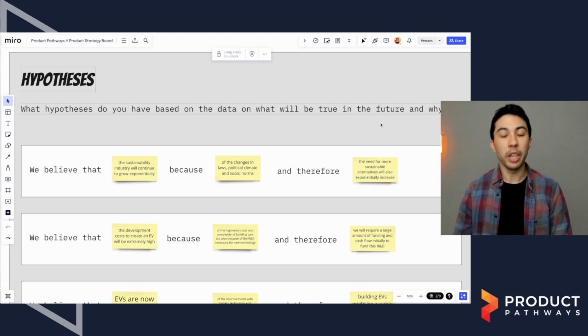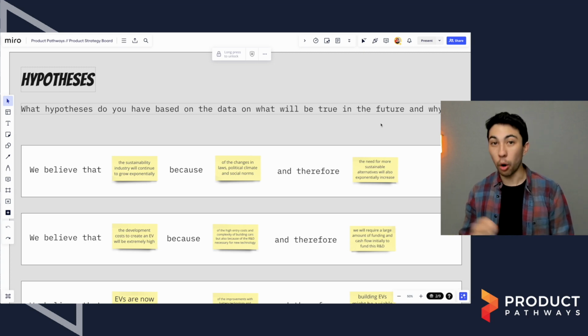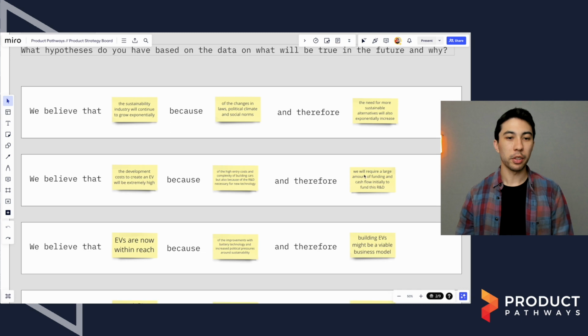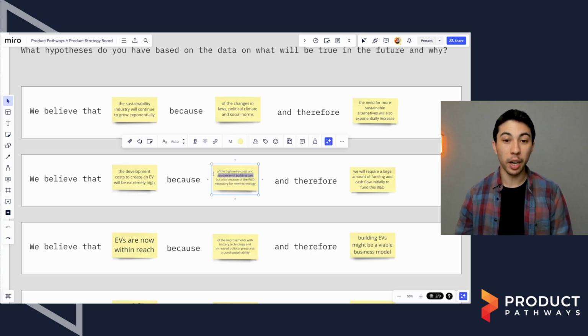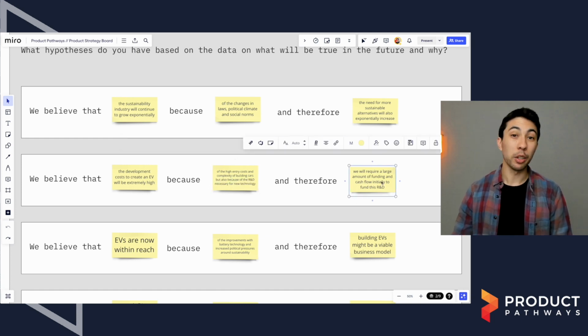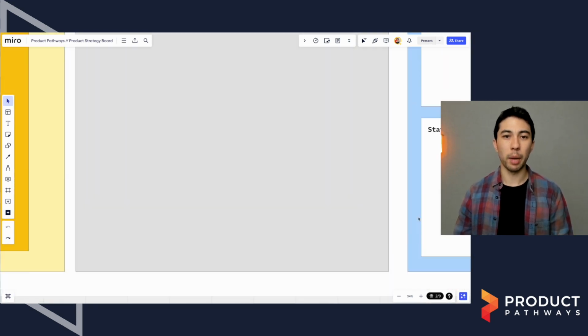So thinking more generically there, but if you think about this in the context of transportation, then the need for sustainable transport is going to increase. It's only going to increase in the future. Another thing we might believe to be true is that development costs to create an EV will be extremely high. We believe this because there is a high entry cost into building cars. We have data on that. We also know that there's a lot of R&D necessary for new technology. So that's just a first principle that we know about. Therefore, we're going to require a large amount of funding and a good amount of cash flow initially to be able to do this and make this a viable business, and et cetera, et cetera. Right? So we're going to build those hypotheses.